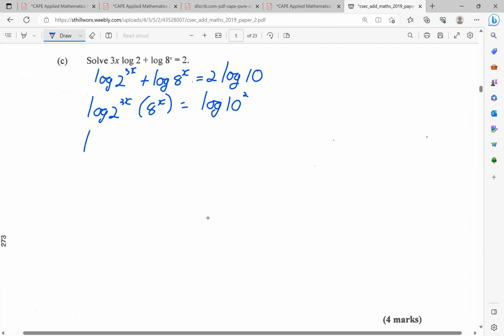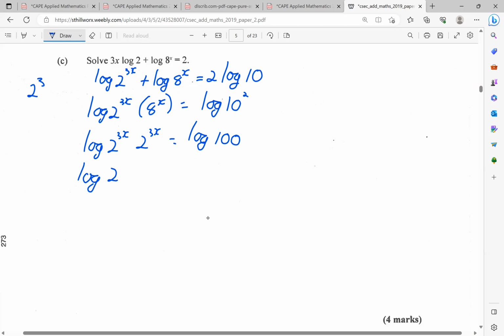So we'll get log 2 to the 3x. We need to get this to the same base, right? So we'll get 8 is 2 cubed. 2 to the 3x times 2 to the 3x is log of 100. Now, this question is really annoying, right? Why do I say it's annoying? You've got to do log and then log again. Or you could do this.